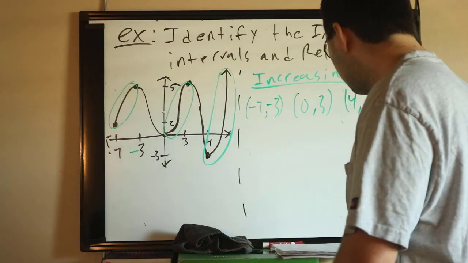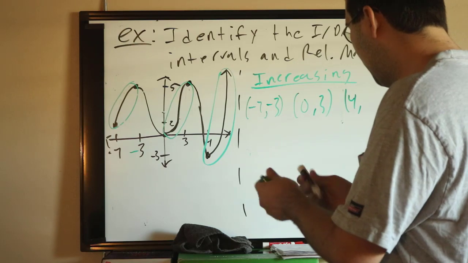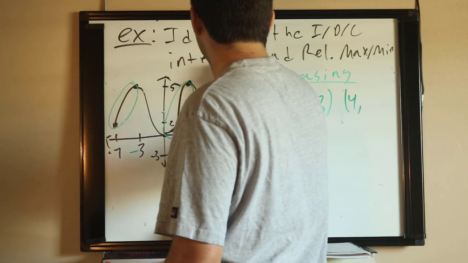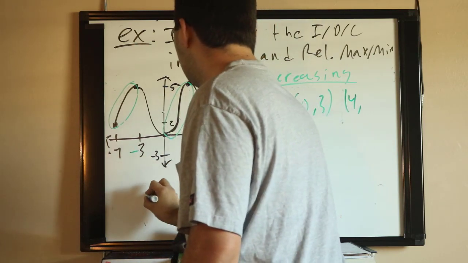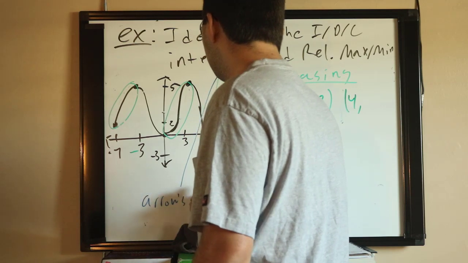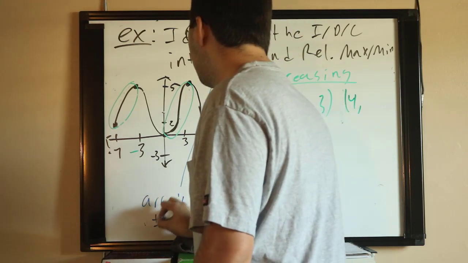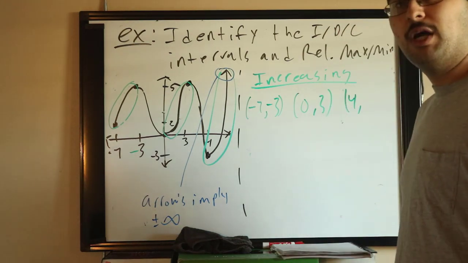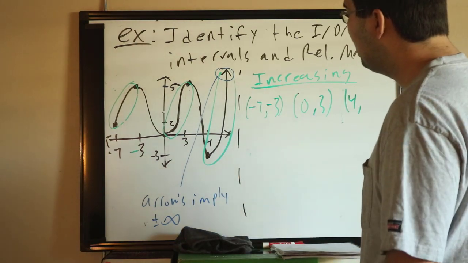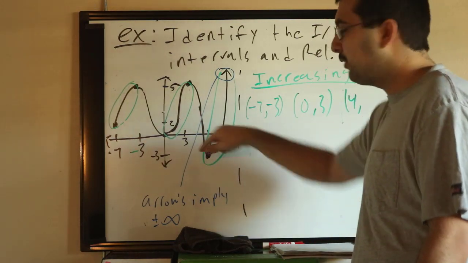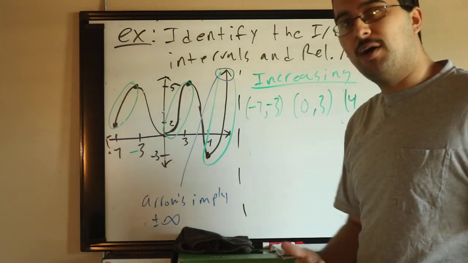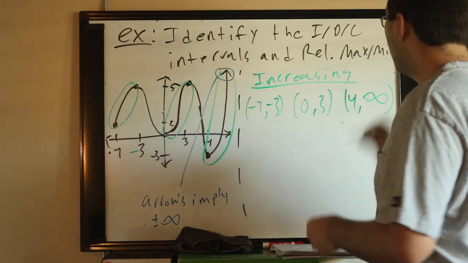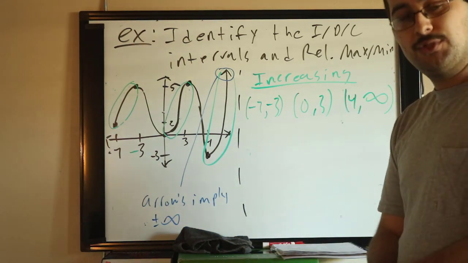I'm not stopping. So that's why in this class, we always have to remember, I guess here's a note, arrows imply positive or negative infinity. All right? Arrows imply positive or negative infinity when we're talking about graphs. Now, which one is this one talking about? Well, this one's moving in the positive x direction, so this would be our positive infinity. And there you go. There are the three increasing portions of our graph.